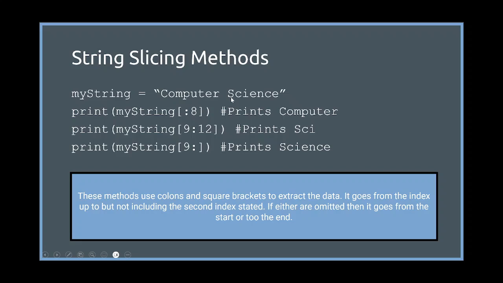The value on the right then gives us the value that we're going up to, but not including. So the first one, you can see it goes up to 8. So that would be 0, 1, 2, 3, 4, 5, 6, 7, 8 is the space. So it doesn't include that index, it just goes up to it. So that gives us computer. Same way on the second line, we've got 9 to 12. So 9, 10, 11, 12. It ignores index 12 and just takes SCI. And because it's omitted in the final one, that takes us to the end of the string, which gives us science.